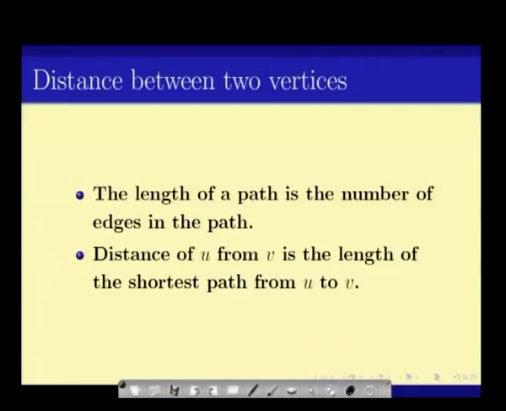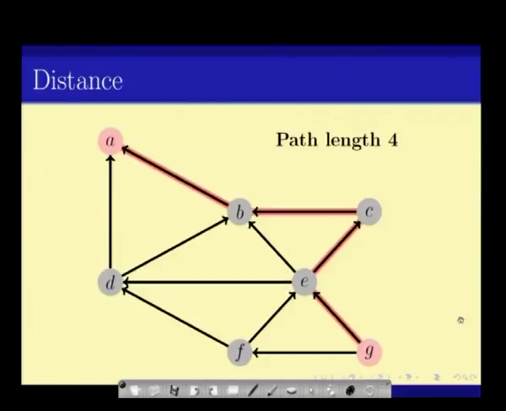Till now we have looked at connectivity and path. One more important thing is the distance between two vertices. So, we say that the length of a path is the number of edges in the path and the distance from u to v is the length of the shortest path from u to v. For example, consider this graph. Here I have a path which has length 4 because I have used 1, 2, 3, 4 edges. Similarly, I can have a shorter path, say this one, which is a path of length 3. Both of them are directed paths.